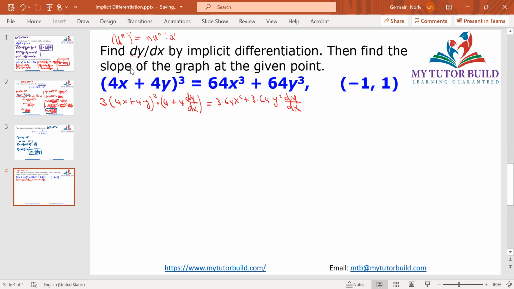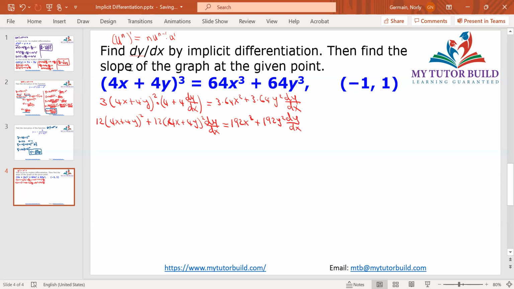Okay, now let's distribute. We have 3 times 4 is 12, so we have 12 (4x + 4y)^2 plus 12 (4x + 4y)^2 dy/dx. We distribute. On the other side, we have 3 times 64 is 192x squared plus 192y squared dy/dx.